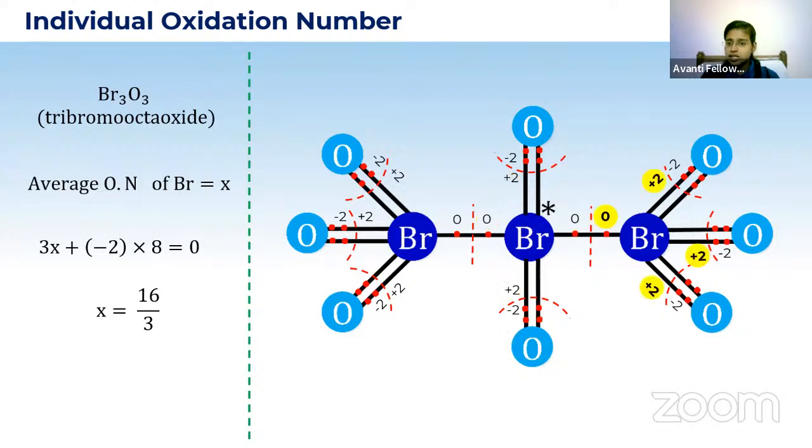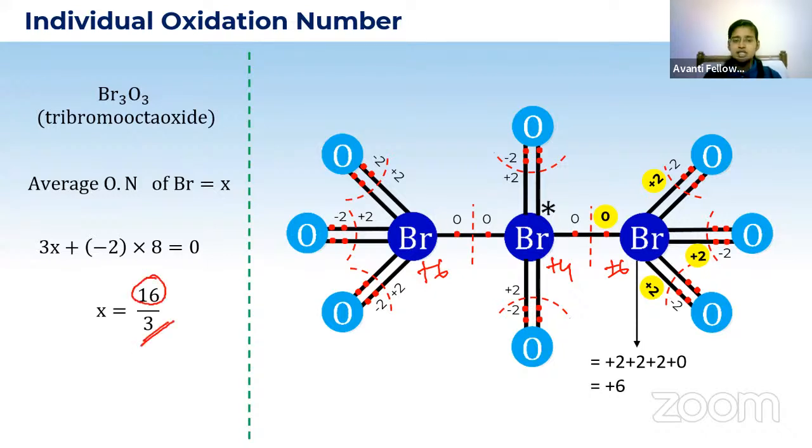And when you go for the third bromine, it is also having +6. So for the first one it is +6, for the second one it is +4, and for the third one it is +6. So totally we are getting +16. And that +16 charge is shared by 3 bromine. So the average oxidation number is 16 by 3. Are you getting my point? Understood?